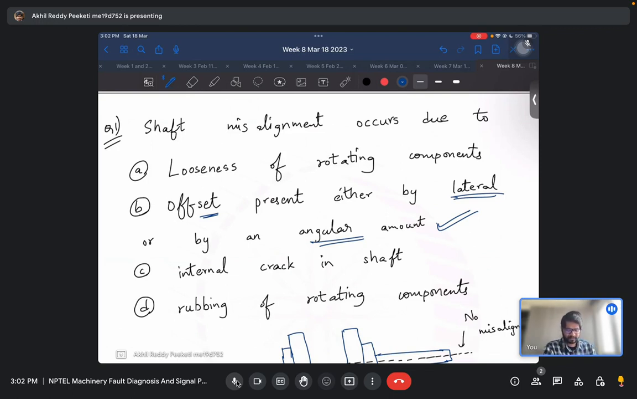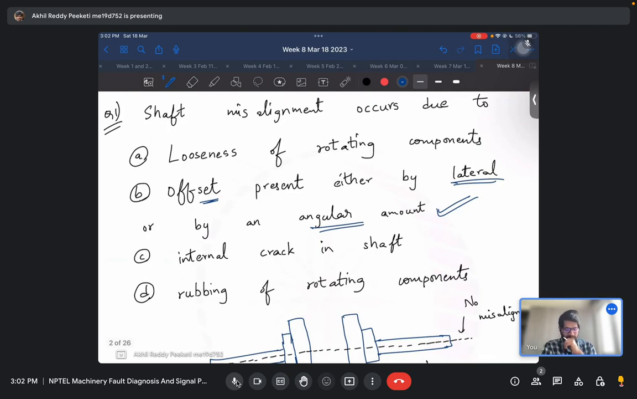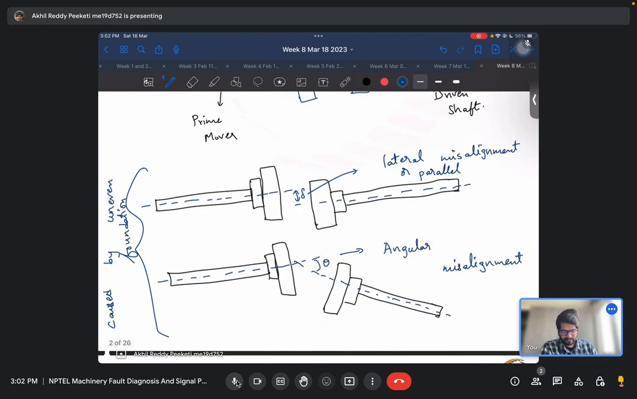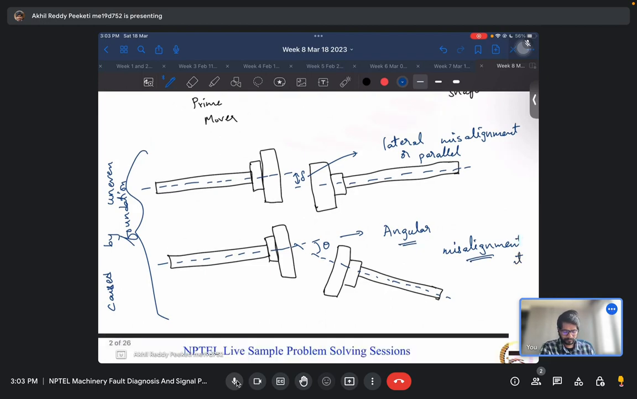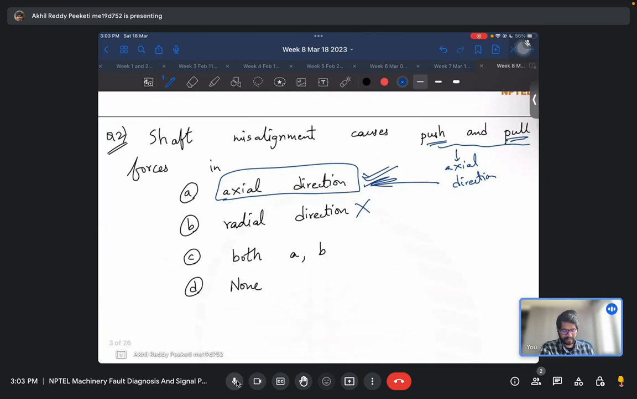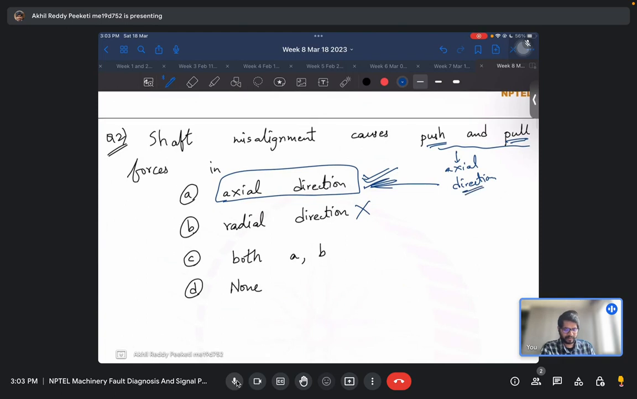Shaft misalignment actually occurs due to the presence of an offset, either by a lateral or an angular amount, as you see here. Here the central axes of the two shafts are not concentric. There is a lateral deviation between these two. So this is a lateral misalignment, or a parallel misalignment. If there is an angular deviation, then it's the angular misalignment. Both are possible, and both of them can lead to shaft misalignment. And the shaft misalignment actually causes push and pull forces in the axial direction and not in the radial direction.